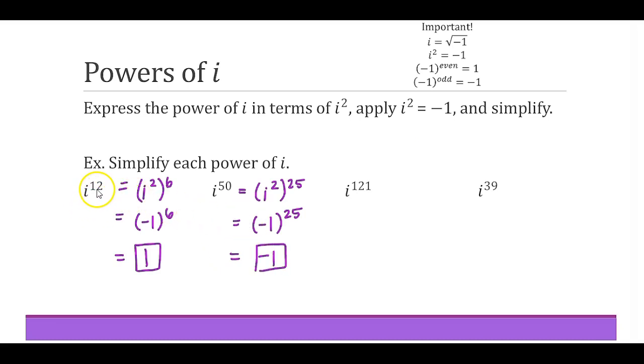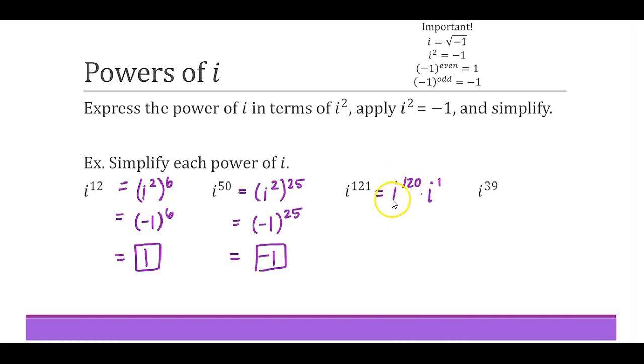So this was working with i to an even power. So 12 and 50 were even powers. So the i squared to the 6th or i squared to the 25th, they worked out kind of nicely. These two examples on the right have odd powers. So let's see what to do with this. So i to the 121. What we can do is express this as i to the 120 and then times an extra copy of i. So that's, of course, i to the first. So again, it's properties of exponents here. The 120 and the 1 would add together, so these are equivalent.